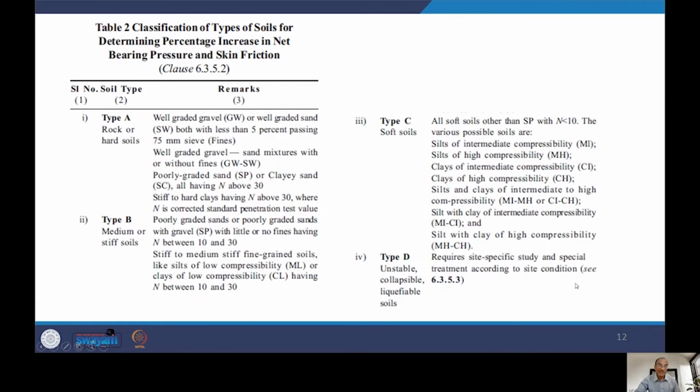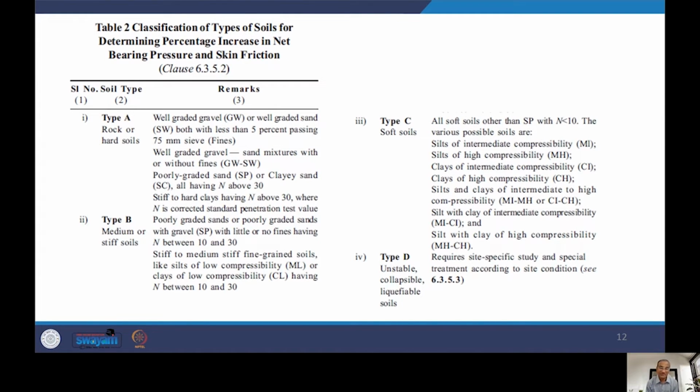Table 2 gives the soil classification needed for using Table 1, and in Table 2 the soils are classified under four categories, not 3 only. Type A, Type B, and Type C. Type A is rock or hard soils, Type B is medium or stiff soils, and Type C is soft soils. So these 3 types A, B, C are the same as given in Table 1. But one more type, D, is added here.